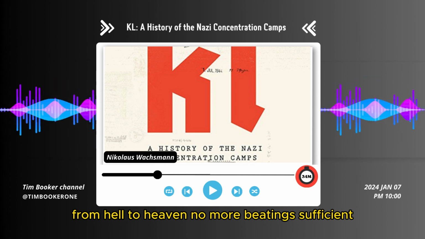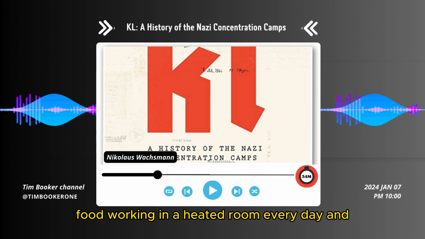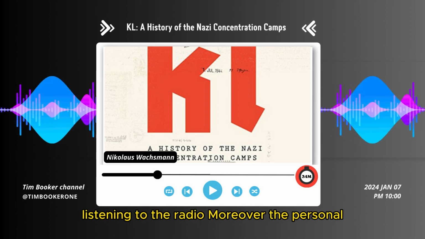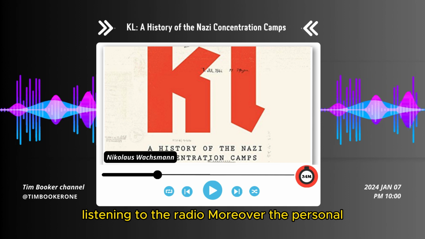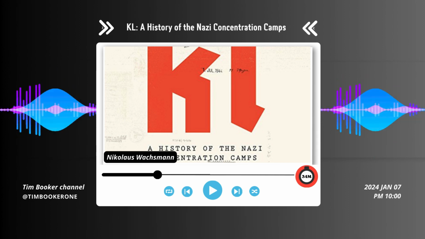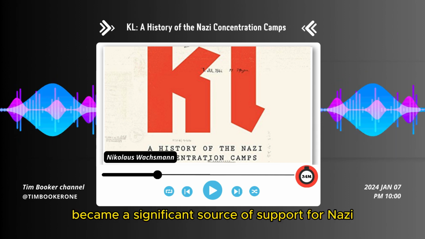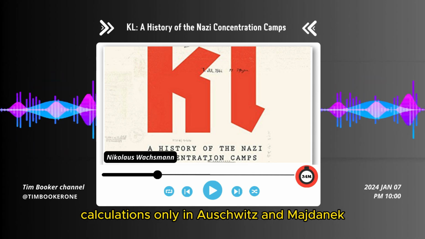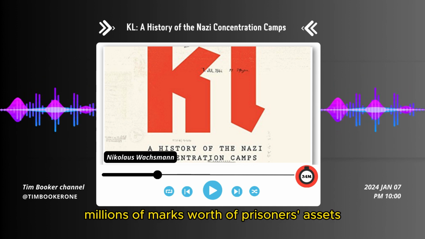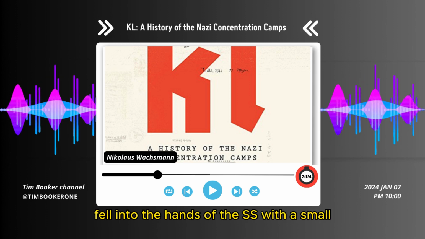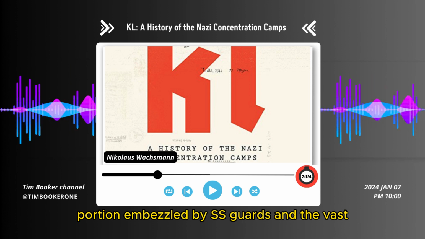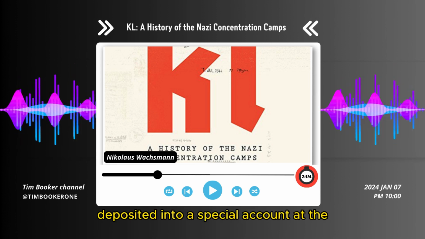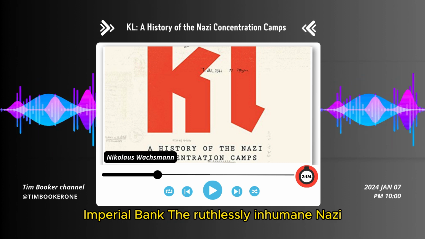No more beatings, sufficient food, working in a heated room every day, and leisure time for reading, playing cards, and listening to the radio. Moreover, the personal belongings of concentration camp prisoners became a significant source of support for Nazi Germany's war efforts. According to the author's calculations, only in Auschwitz and Majdanek, millions of marks worth of prisoners' assets fell into the hands of the SS, with a small portion embezzled by SS guards and the vast majority becoming Nazi government property, deposited into a special account at the Imperial Bank.